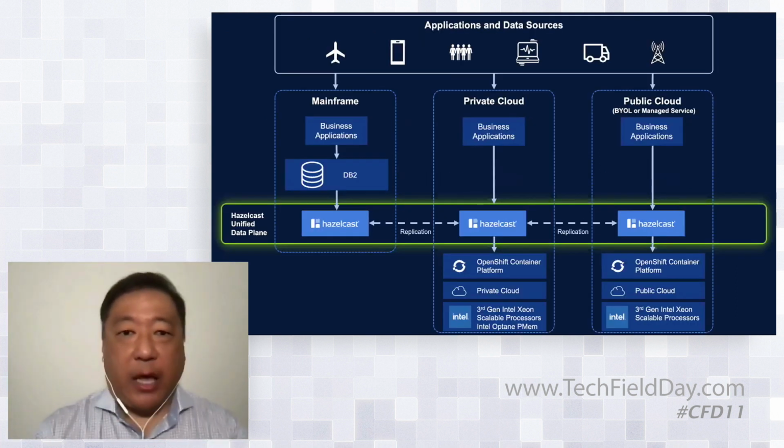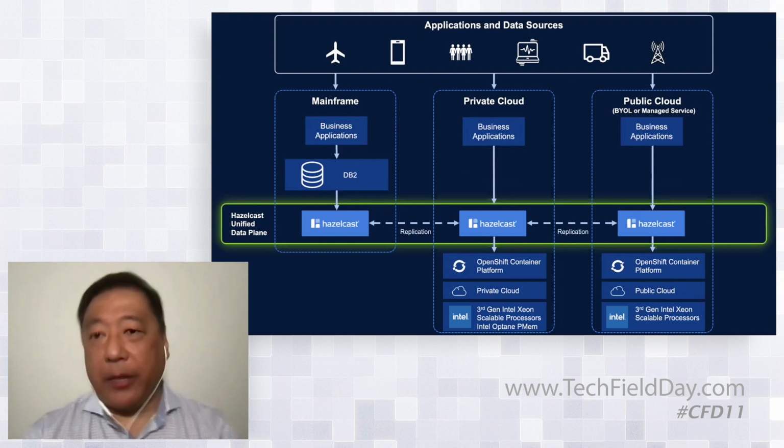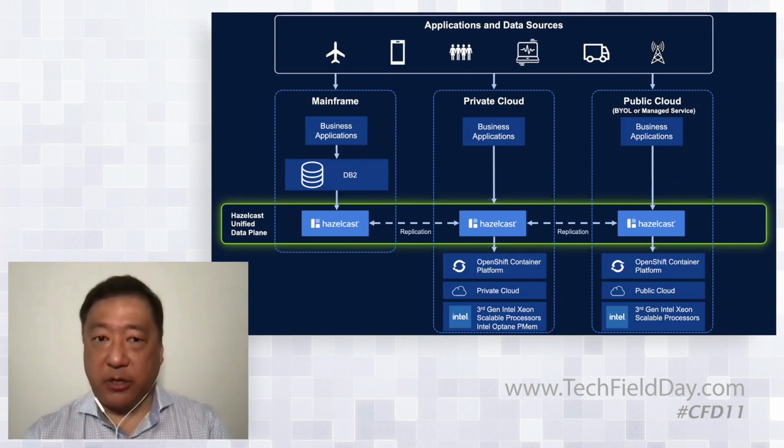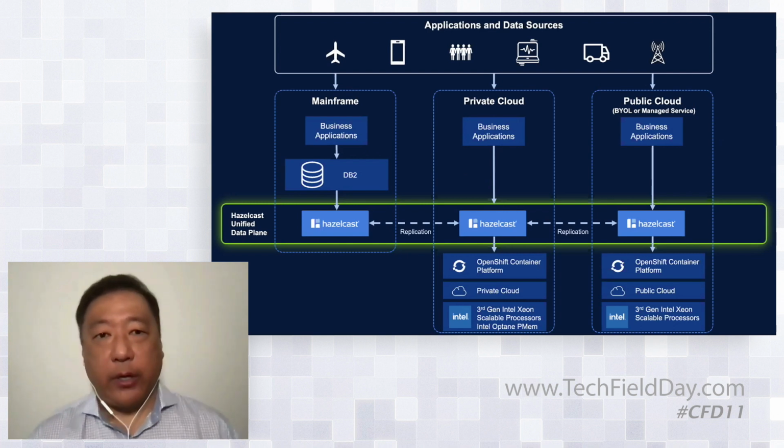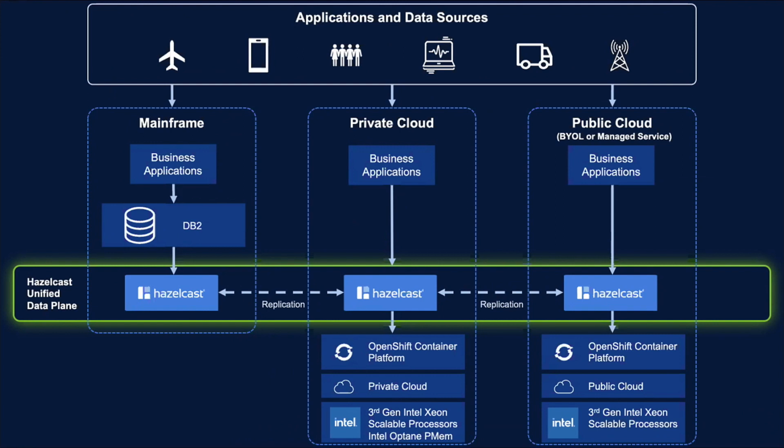So let me give an example of how it might be deployed. And I'll talk a little bit more about the architecture soon to give you a sense of the pieces and how it might fit into an infrastructure. But just quickly as an overview, at a high level, in this diagram, you see applications and data sources at the top. And then you see Hazelcast deployed across multiple sites.